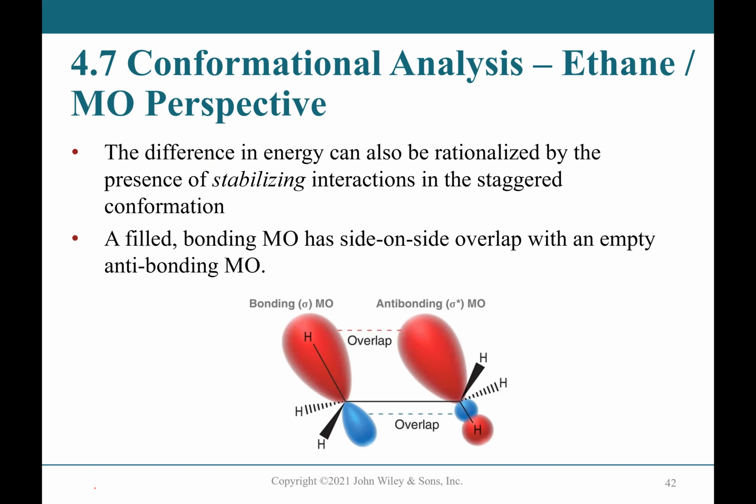And here they said the difference in energy can also be rationalized by the presence of stabilizing interactions in the staggered conformation. We can see that overlap, that side-by-side overlap between the sigma bonding versus sigma anti-bonding. I think this is really for, in all honesty, an inorganic course to look at these molecular orbitals.